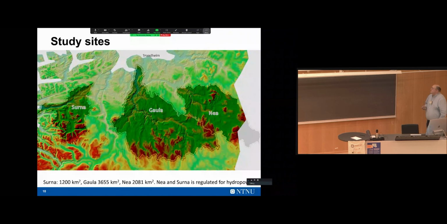So some examples. I'll show you some data from three catchments. River Surna, just out of Trondheim, where some of you will go tomorrow. River Gaula, which is an unregulated catchment just south of Trondheim. Those of you that go to Surna will pass the outlet of Gaula. And then River Nea to the east, as short things.